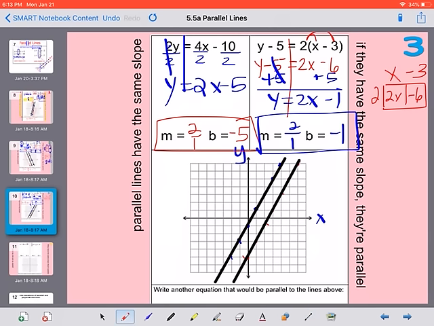And then down here, write another equation that would be parallel to the two lines. y equals 2x, same slope, positive 2, and plus or minus anything. Pick any number that you would like.